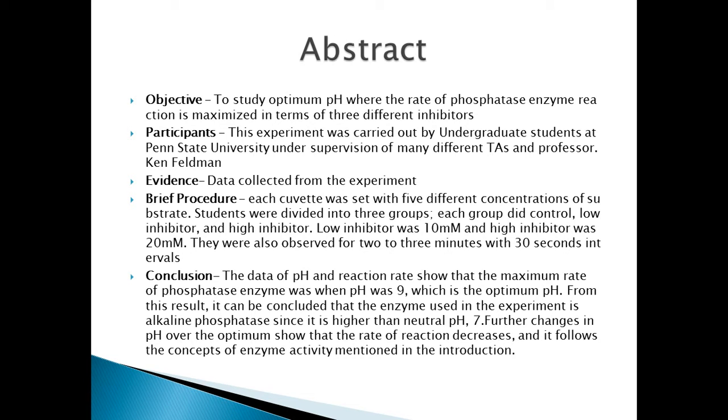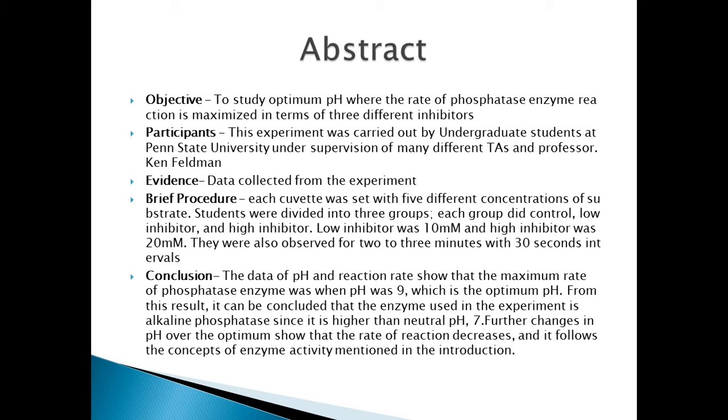The brief procedure is that each cuvette was set with 5 different concentrations of substrate. Students were divided into 3 groups. Each group did control, low inhibitor, and high inhibitor. Low inhibitor was 10 millimolar and high inhibitor was 20 millimolar. They were also observed 2 to 3 times with 30 second intervals.